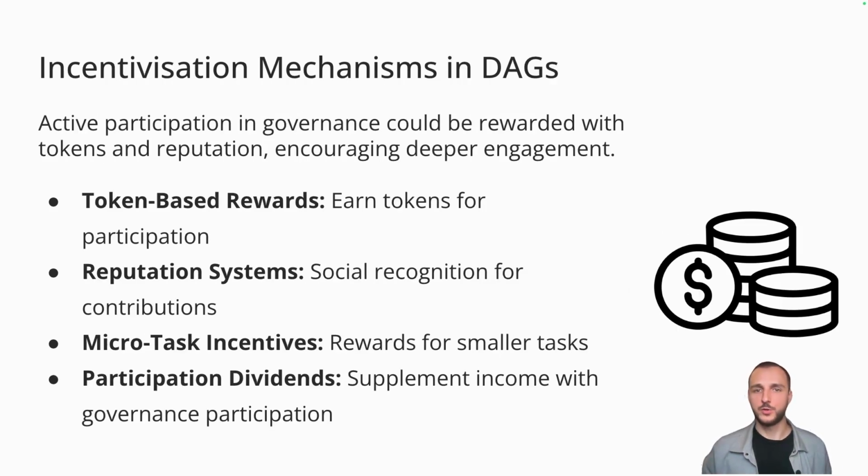DAGs could transform community engagement by actively rewarding participation. Instead of relying on passive involvement, members can be given real incentives for contributing to governance. For example, tokens could be earned for a range of activities, whether it's submitting proposals, voting on key decisions, or moderating discussions. These tokens hold tangible value, which can be used within the ecosystem or even exchanged for real-world benefits. This creates a system where participation isn't just encouraged, it's directly rewarded.